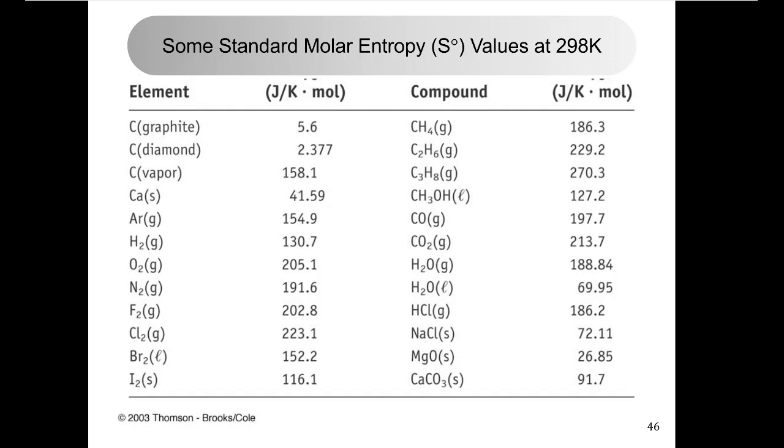One thing you can see is that all the values are positive. And they cover a wide range, all the way from something like 5.6 up to, I don't know, 223. A big range here. This is what a table of standard entropies might look like, and on the exam, I'll give you tables like this.